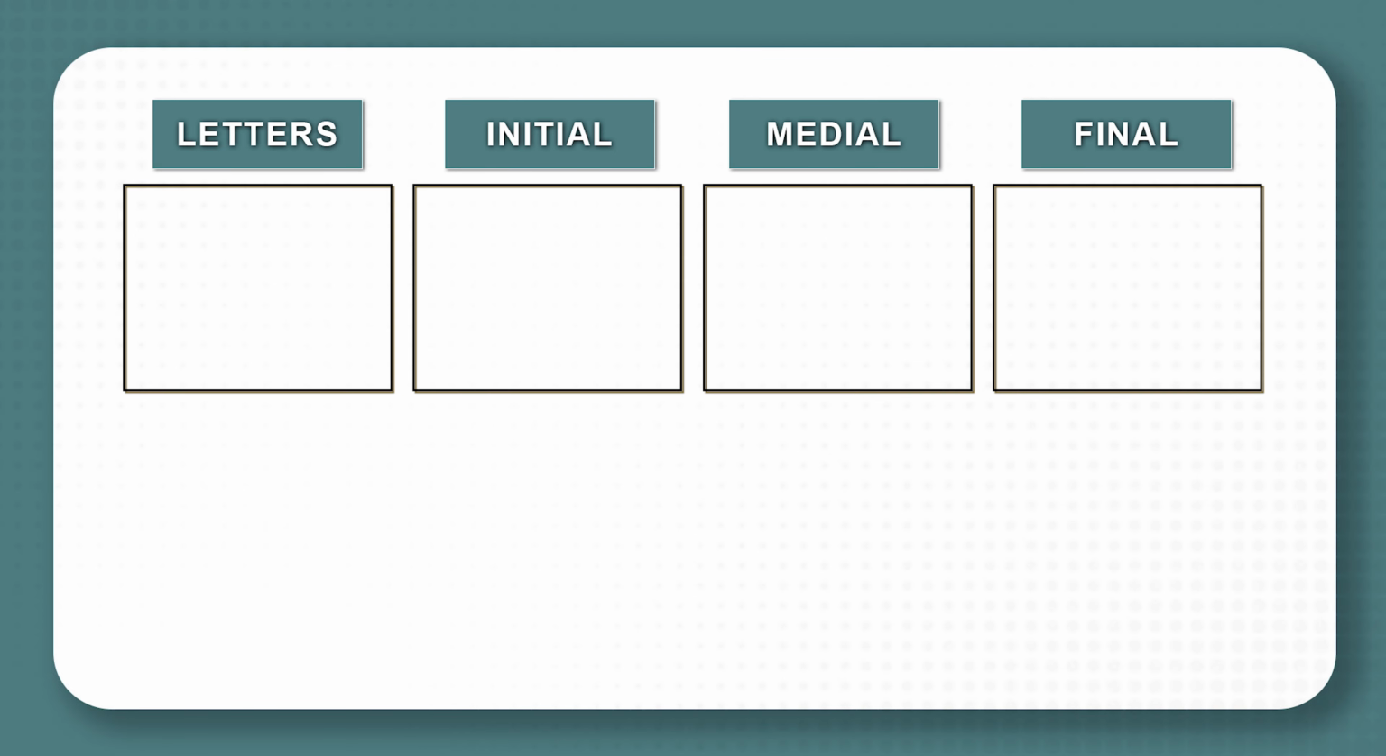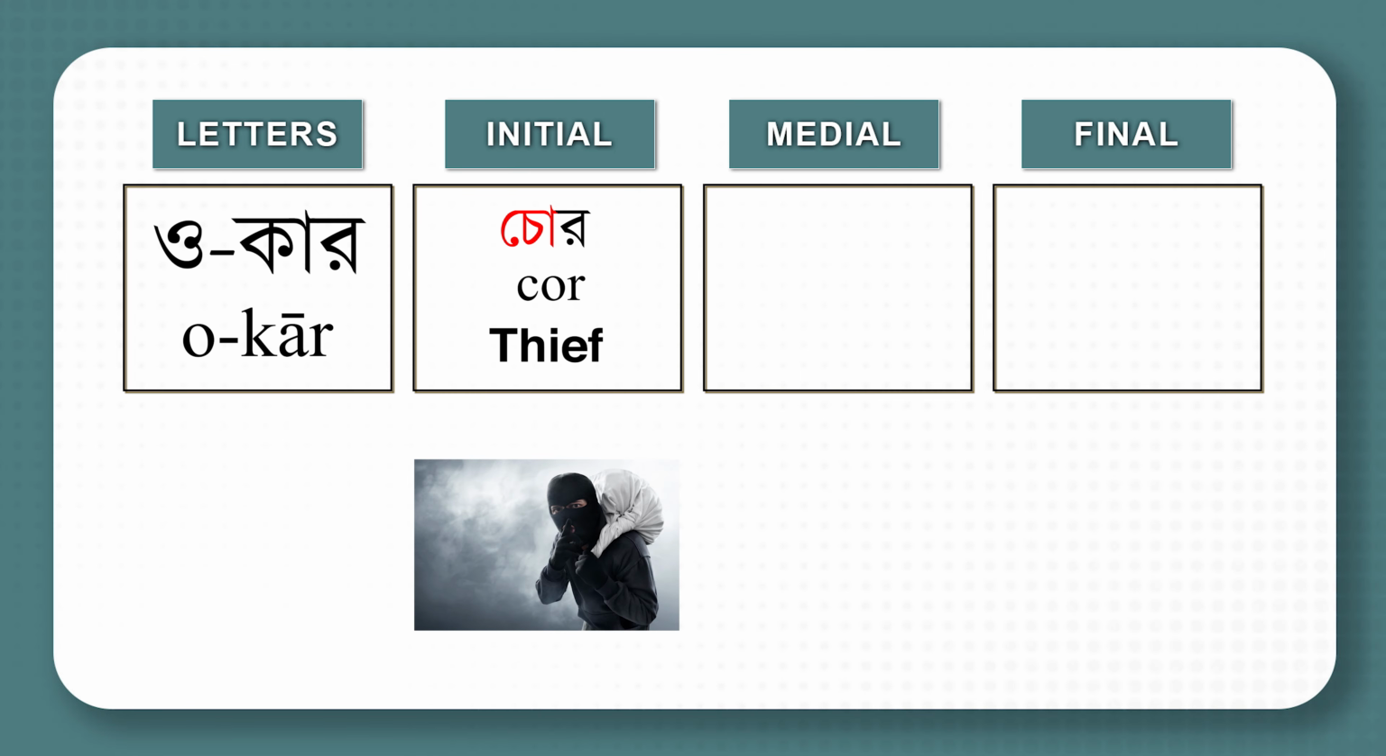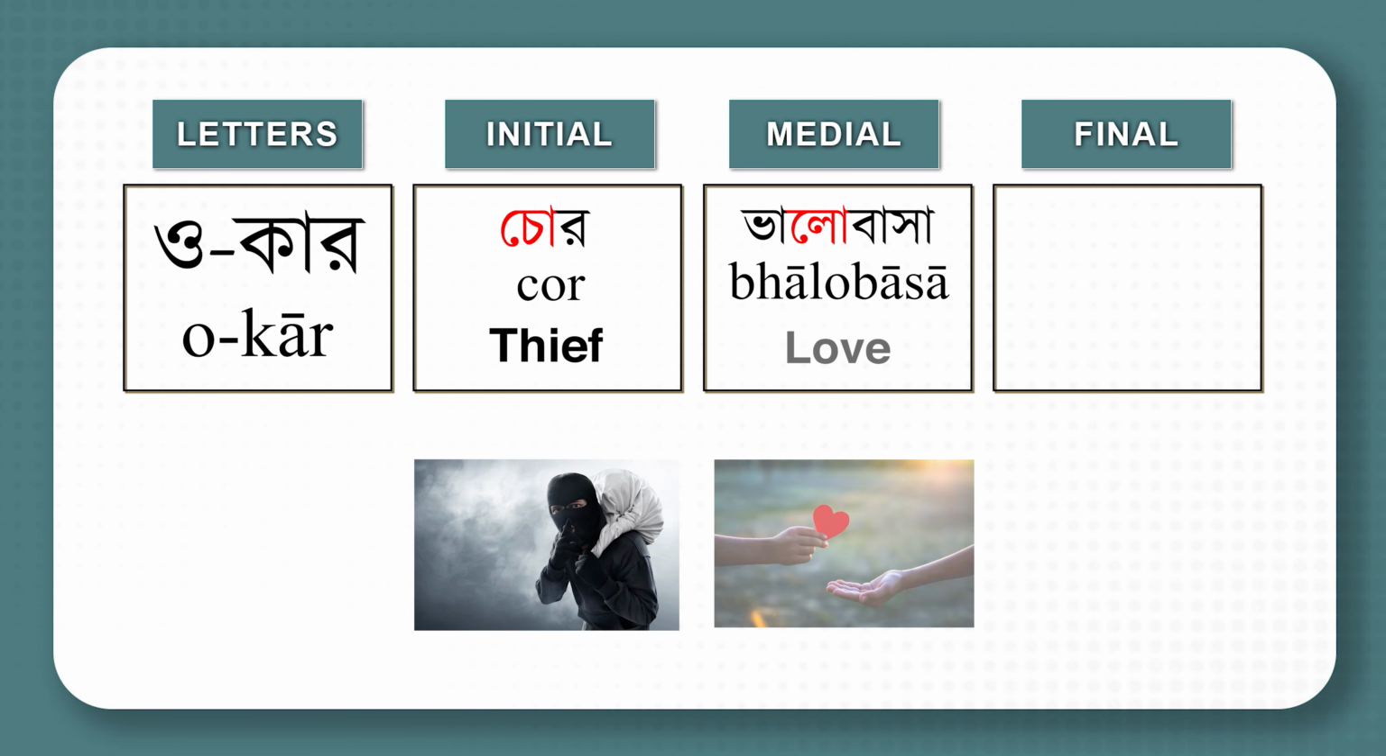The next we have here is the diacritic form of O, Okar. In initial position, it can occur in Chor, which means thief. In medial position, it can occur in Bhalobasha, which means love. In final position, it can occur in Alo, which means light.